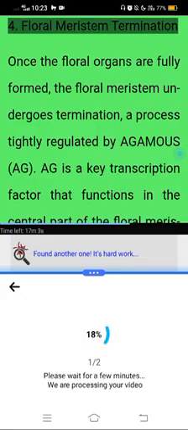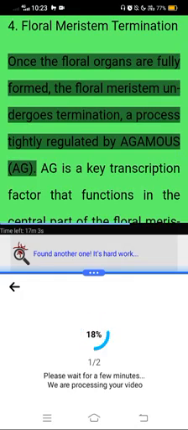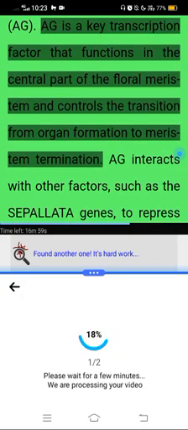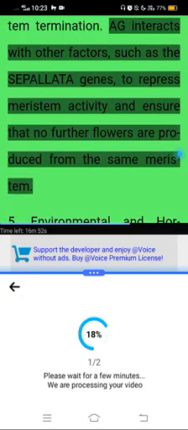4. Floral meristem termination. Once the floral organs are fully formed, the floral meristem undergoes termination, a process tightly regulated by AGAMOUS (AG). AG is a key transcription factor that functions in the central part of the floral meristem and controls the transition from organ formation to meristem termination. AG interacts with other factors, such as the CLAVATA genes, to repress meristem activity and ensure that no further flowers are produced from the same meristem.